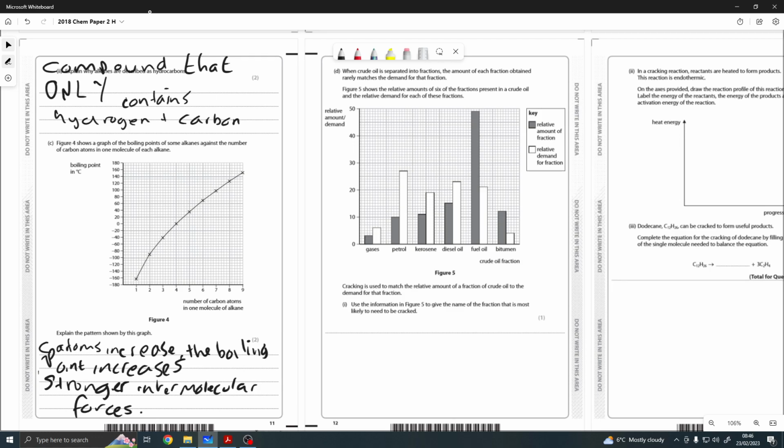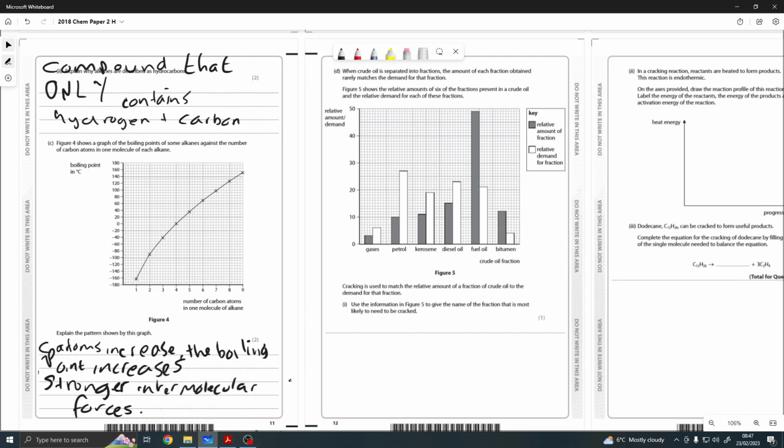When crude oil is separated into fractions, the amount of each fraction obtained rarely matches the demand for that fraction. Figure 5 shows the relative amounts of 6 of the fractions present in crude oil and the relative demand for each of these fractions. There's a graph on there. Use the information in figure 5 to give the name of the fraction that is most likely to need to be cracked. Now, of course, cracking is breaking them up into shorter pieces which are more useful. So the one that has the most but the lowest demand is what we're looking for there. As you can see from this, fuel oil has nearly 50% but a much lower demand.